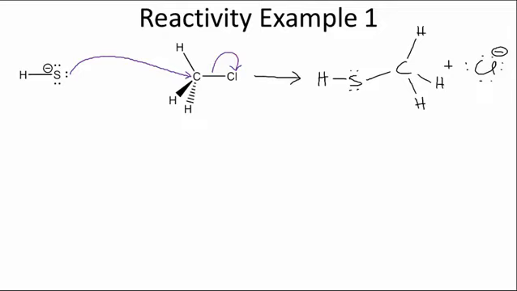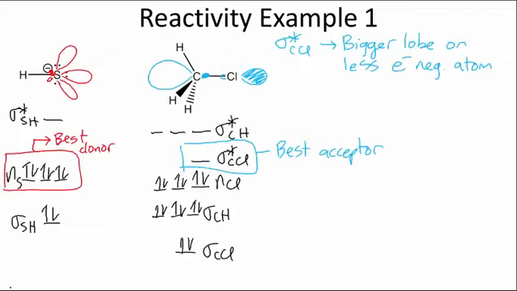The question is, why does the sulfur bond with carbon? Well, there's a couple of ways to think about that. One is that the antibonding orbital, the sigma star CCl orbital, is going to have a big part on carbon and only a small part on chlorine. So there's going to be a better interaction between the lone pair and the part of the antibonding orbital that's on carbon.